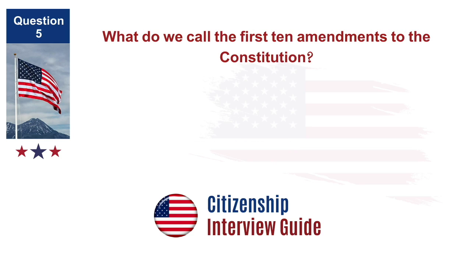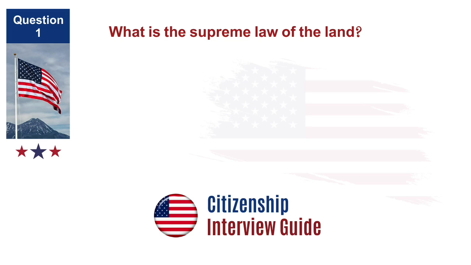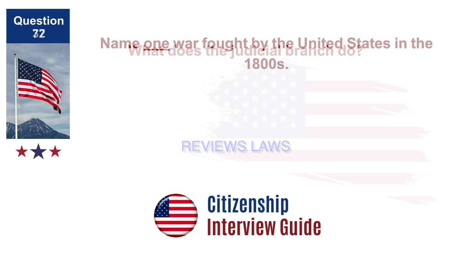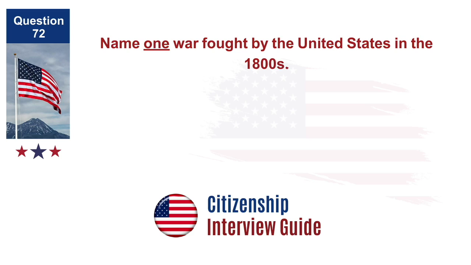What do we call the first 10 amendments to the Constitution? The Bill of Rights. What is the supreme law of the land? The Constitution. What does the judicial branch do? Reviews laws. Name one war fought by the United States in the 1800s. Civil War.